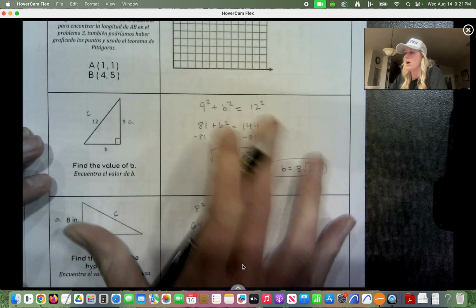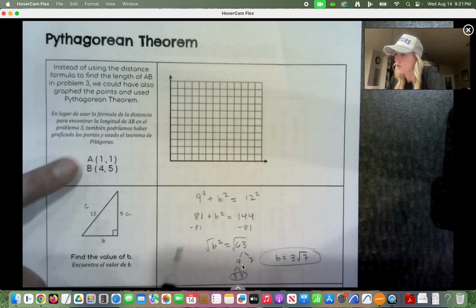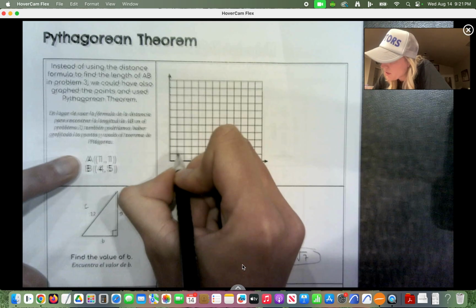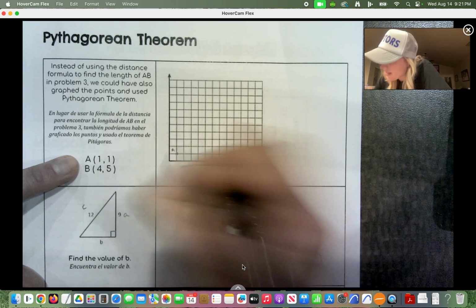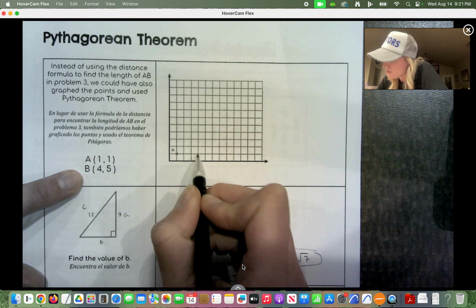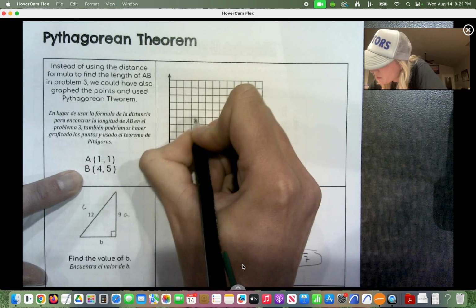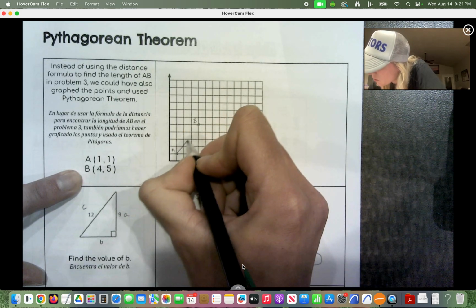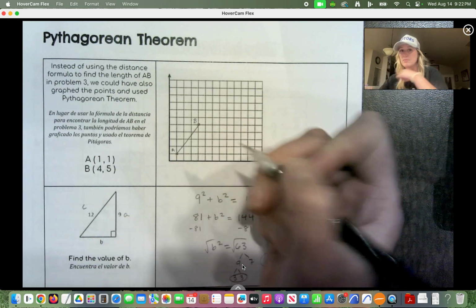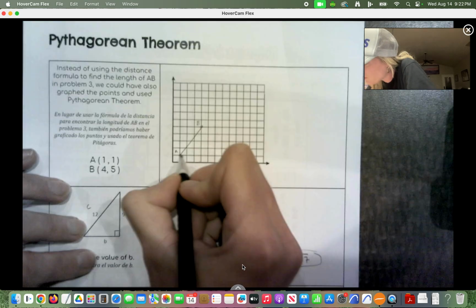Okay? We can also use the Pythagorean theorem on a coordinate grid. So A is at the point 1, 1. We'll call that A. And B is at 4, 5. So 1, 2, 3, 4, 1, 2, 3, 4, 5. Okay, so they want me to find the length or the distance from A to B. Now, I can just draw in a right triangle here.